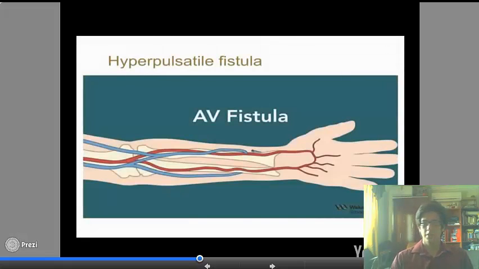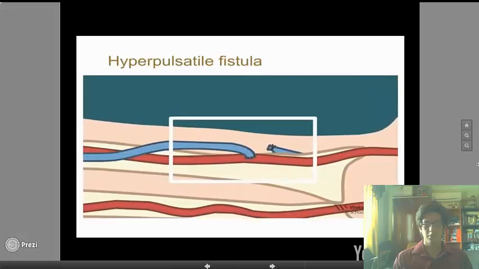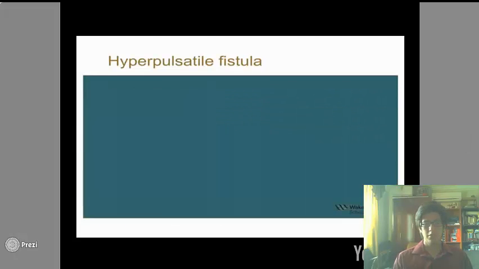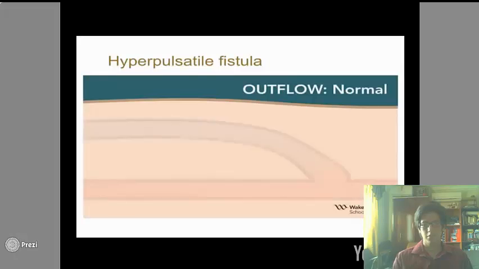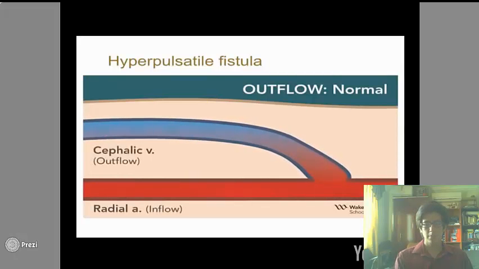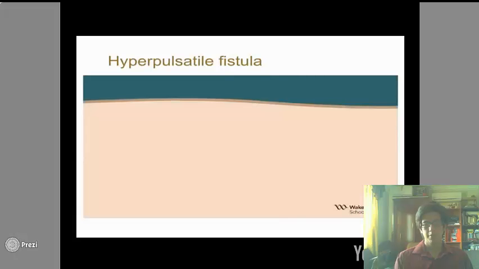Hyperpulsatile fistula with outflow stenosis. A normal fistula is soft, incompressible, and has a soft, continuous thrill. With outflow stenosis, the fistula becomes hyperpulsatile and firm. As you can see in this animation clip, the radiocephalic fistula has inflow through the radial artery and outflow through the cephalic vein. The first part of the animation shows the continuous soft pulse all along the outflow cephalic vein.